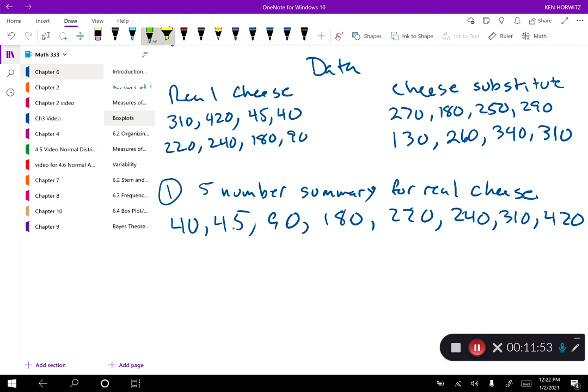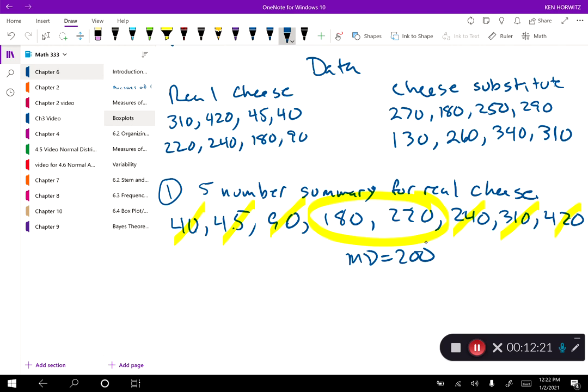I'm going to use my highlighter so I don't destroy my data values, and do my crossouts just like I would any other time. However, I wind up with two values in the middle. And I did mention before that when you have two values in the middle, you add them up and divide by 2. So if we add them up and divide by 2, we wind up with a median of 200.